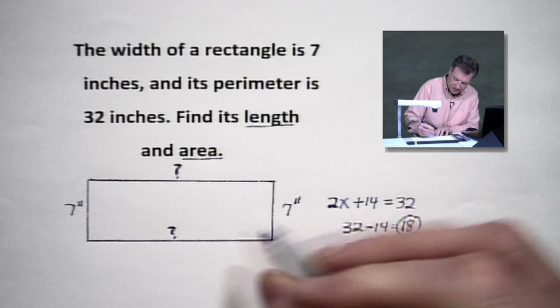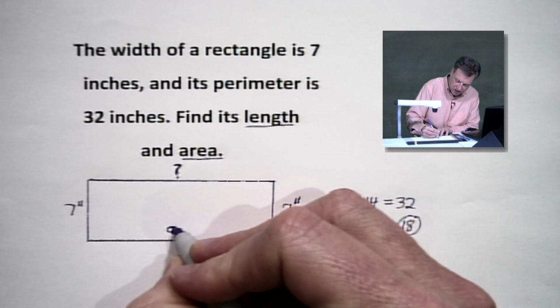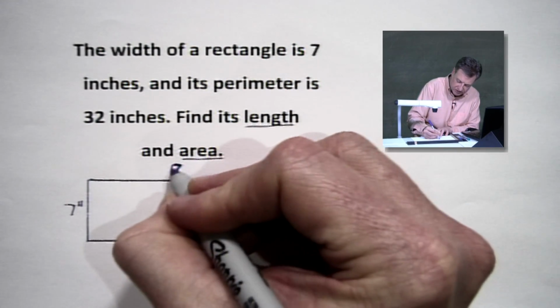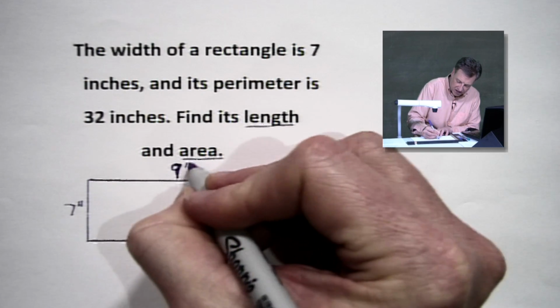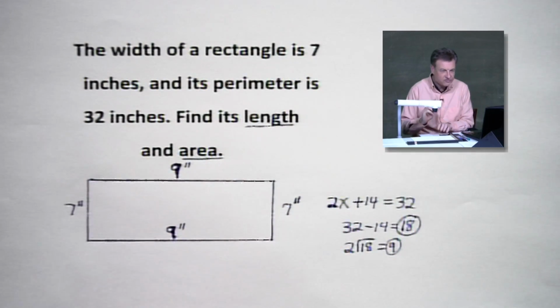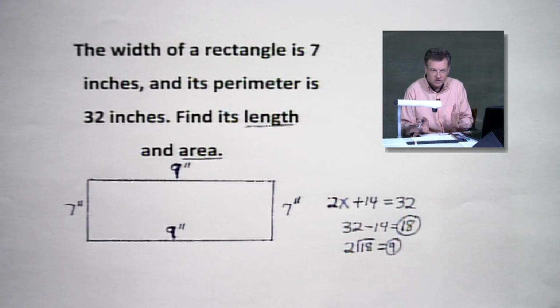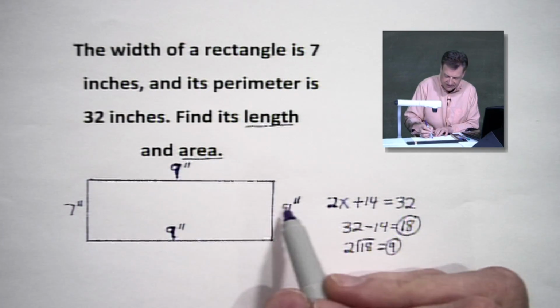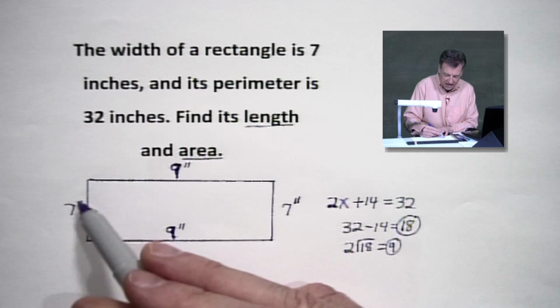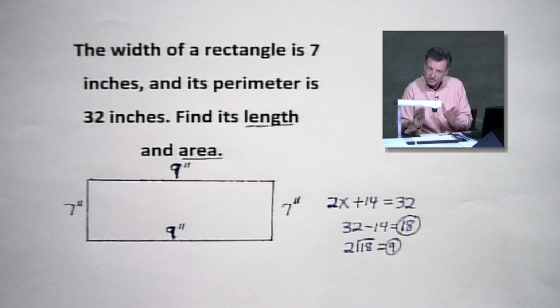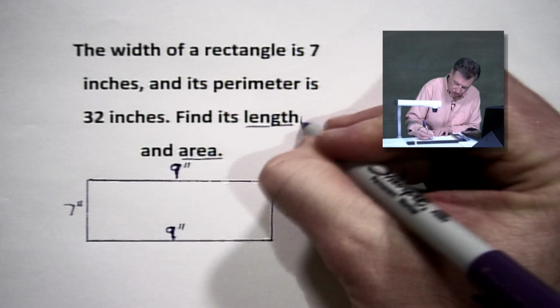That's going to give us 9 for the length. So we're going to change that question mark into a 9. That was easy to do, wasn't it? And they are inches. Before we go any further, we want to make sure that these add up to 32. We've got 9 and 7, that's 16. Add 9 and 7 more, you get another 16. We're at 32, so this part is good.